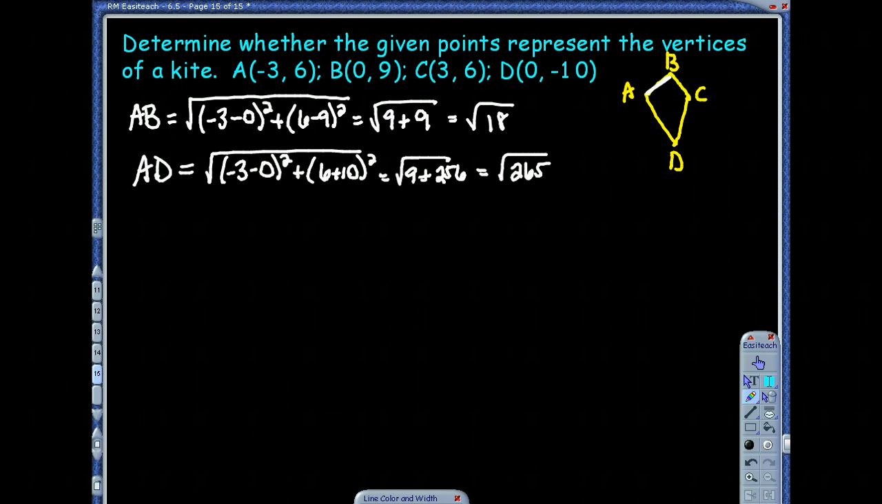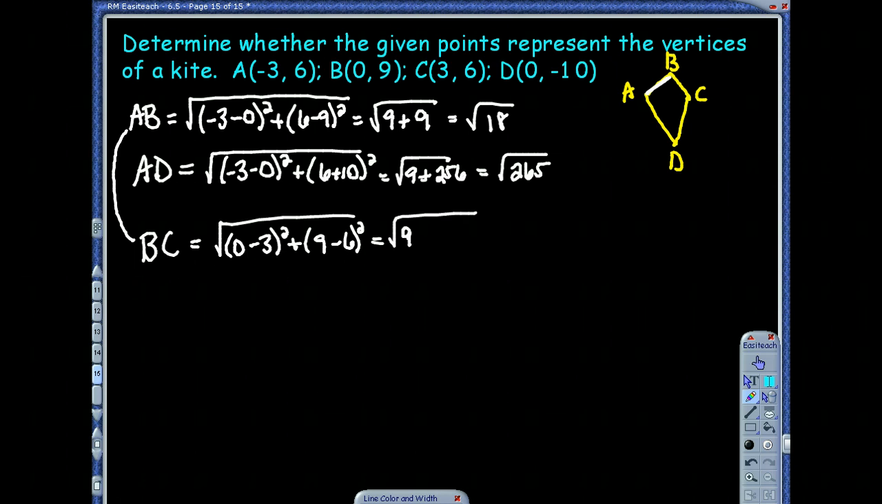So let's do BC, the other consecutive side. 0 minus 3 squared plus 9 minus 6 squared is the square root of 9 plus 9, which is the square root of 18. So AB and BC are congruent. We might label that in the picture to get a visual. But we've only shown one pair of consecutive congruent sides. So have we determined if this is a kite or not? Not yet.